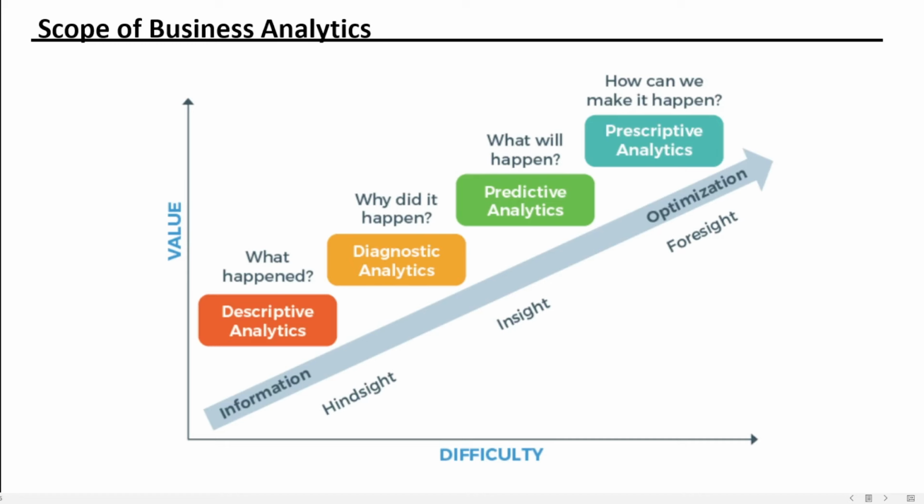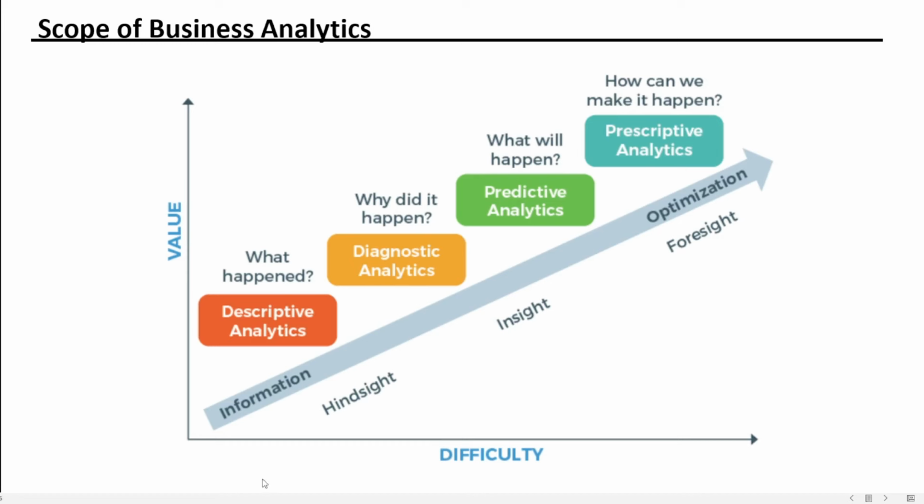Because when we say information, right, it's all about collecting and storing data without drawing any conclusions from it. When we say optimization, it's about recommending specific actions to achieve the best possible outcomes.